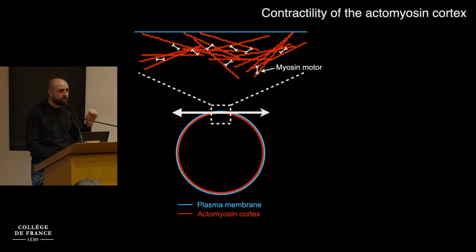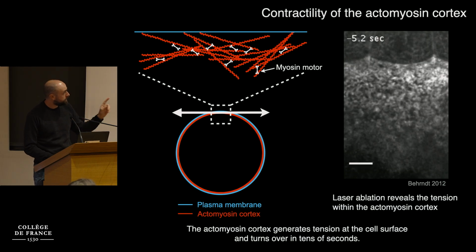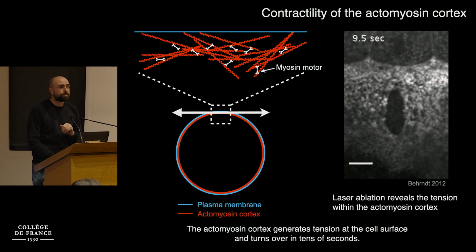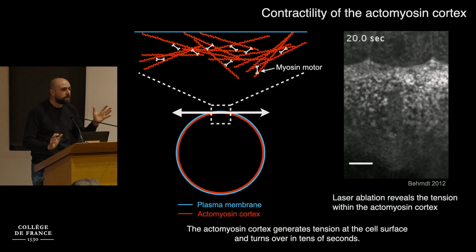A good way to visualize this tension is to cut the network. If you take an object and you put it in tension and you cut it, it will snap. And this is what you can do actually in this zebrafish cell. This is the actin network, and if you cut it with a laser, it snaps open. And so this is revealing visually the tension.